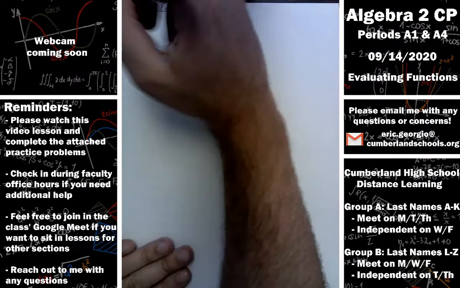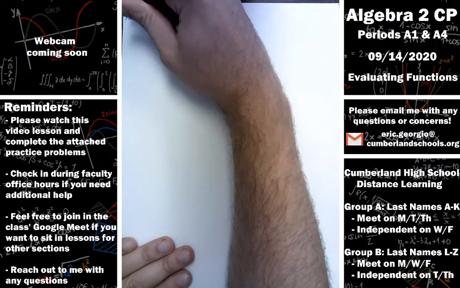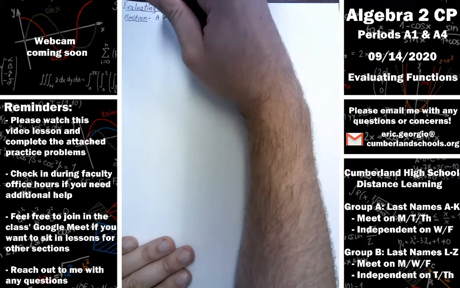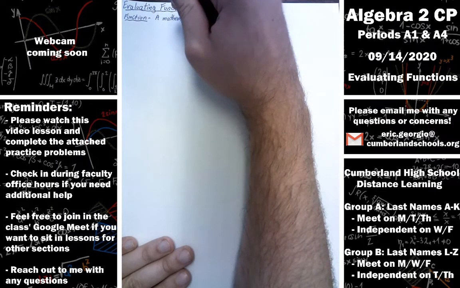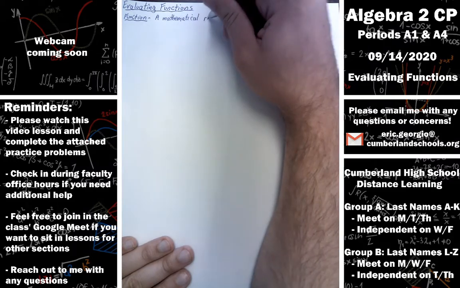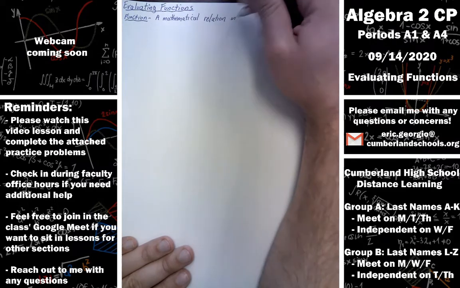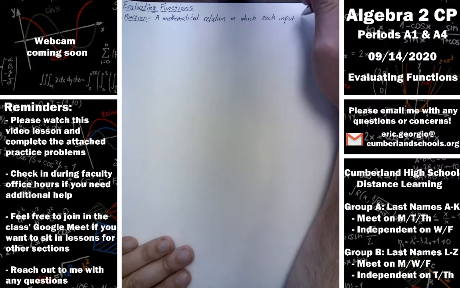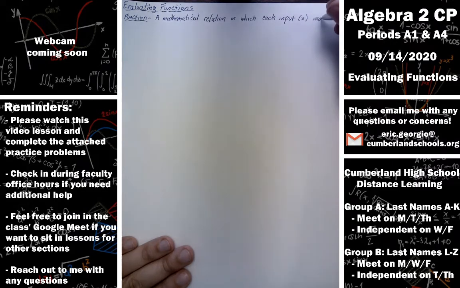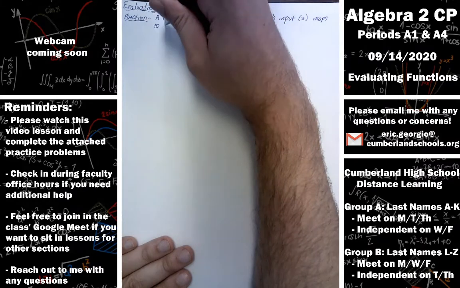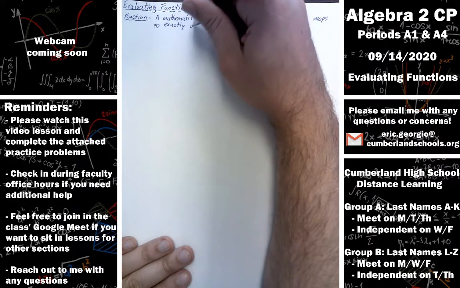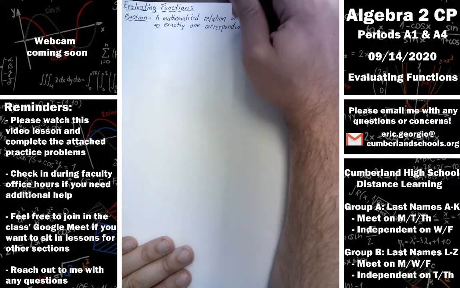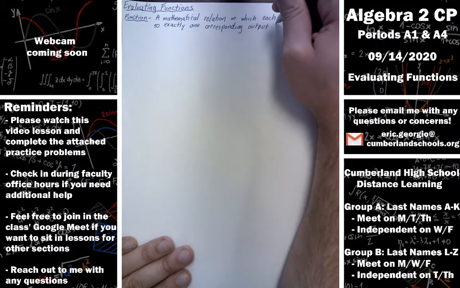So first of all, if I'm going to talk about evaluating functions, it's probably good to define what a function actually is. The definition of a function is that it's a mathematical relation in which each input value, and we call those input values x, maps to exactly one corresponding output. And we refer to those output values typically as y.